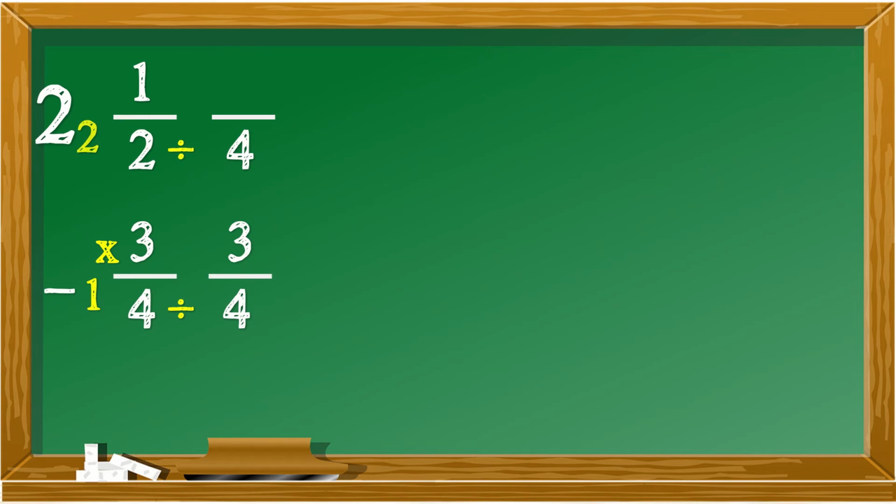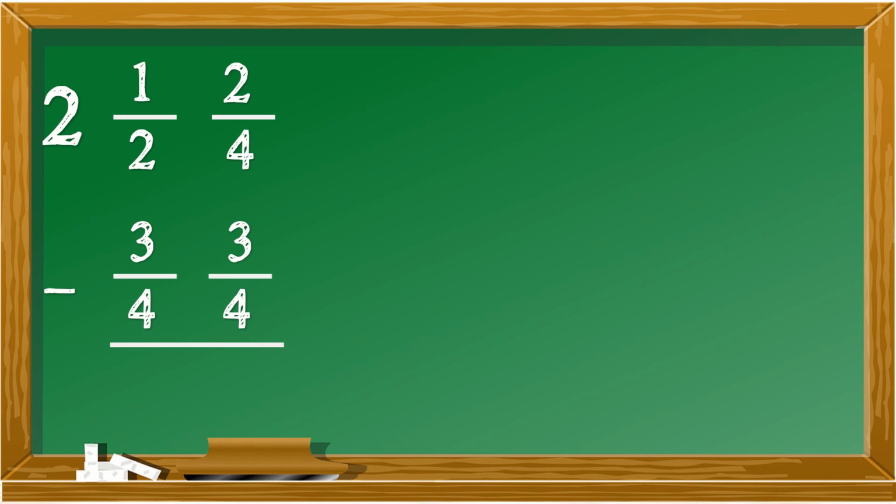4 divided by 2 is 2. Times 1 is 2. The new numerator of 1/2 is 2. Let us now subtract. Oh, but wait. We cannot subtract 3 from 2, because 3 is greater than 2. 2 minus 3, this cannot be. What are we going to do?